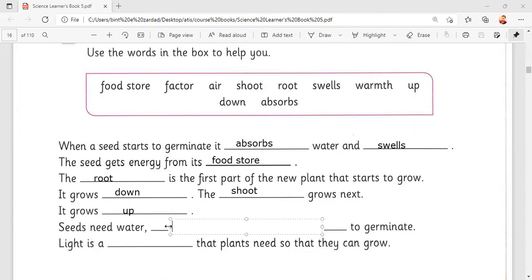Seeds need water, air, and a warm place. So we write here warm. Seeds need air and warmth to germinate. Light is a dash. Light is a factor. So we write here factor.